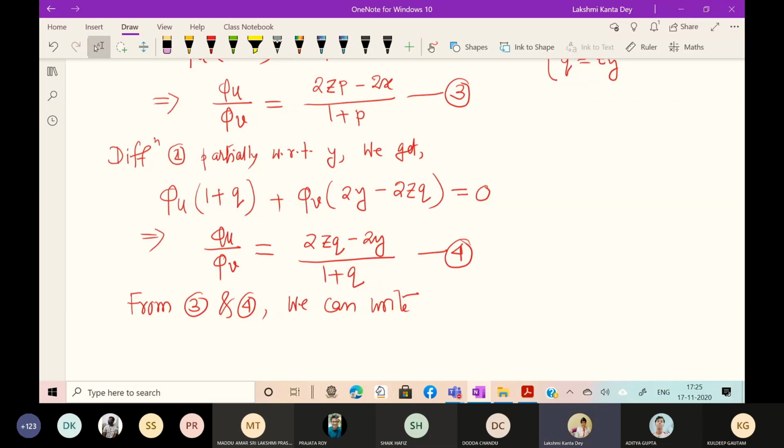See in equations number 3 and 4, the left hand side is phi u divided by phi v, both are the same, so the right hand side will be the same. So if we equate these two things, then definitely we will get an equation which is free from phi. So we are done.